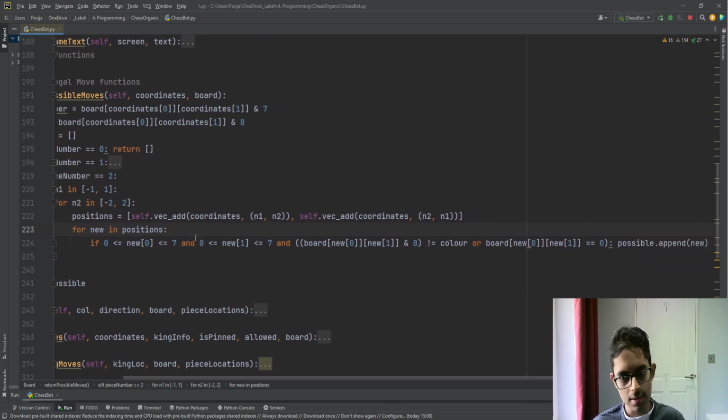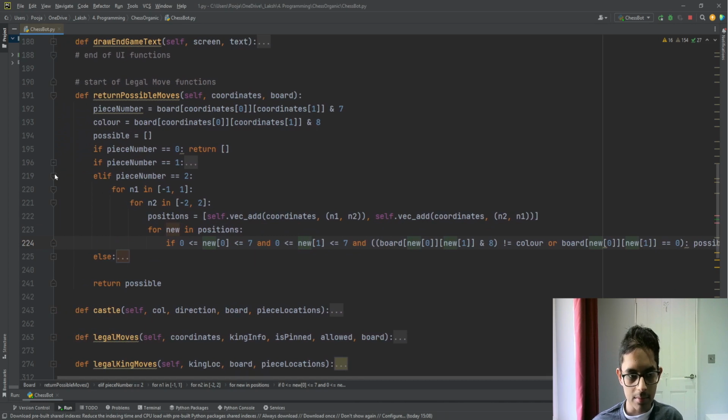And then for each of these positions, there's one very important thing which we need to determine. We need to first see if it's within the actual board, so if its limits are within the 8x8 grid. And then we also need to determine whether the position it's moving to is not the same color as the piece, which basically translates to either it's an opposing color or the square is empty, okay? If these two conditions are met, then we append it to the possible array. So that's basically the knight moves.